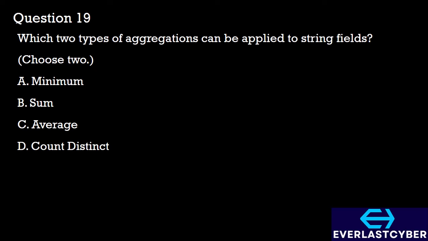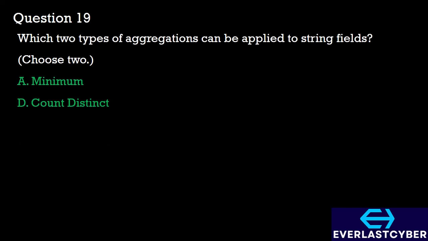In options B and C, sum and average are not valid aggregations for string fields. These aggregations are typically used for numerical data, and Tableau will not allow you to apply them to string fields. Looking at option D, you can use the count distinct to count the number of unique strings in a field. So out of all these options, the two types of aggregations that can be applied to string fields are options A and D, minimum and count distinct.